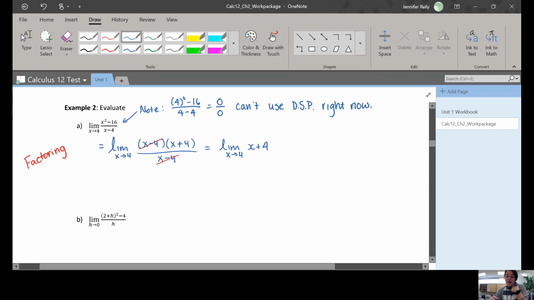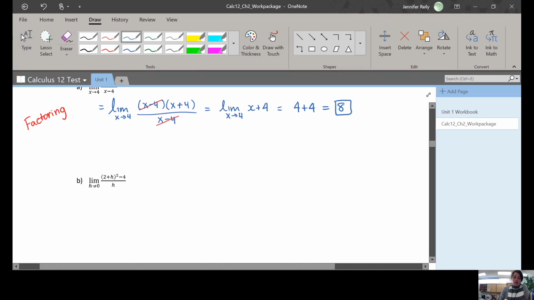Okay, now at this point, we can check if we can use the direct substitution property now. If I plug 4 into the x position, yeah, that's going to be defined. So that's when we use the direct substitution property, and we just plug in 4 into that x position, and we get the answer, which is 8. So what this tells us is this function approaches 8 as x approaches 4, even though it's not defined at x equals 4. So probably likely there's a hole in the graph at that point, and it's at y equals 8.